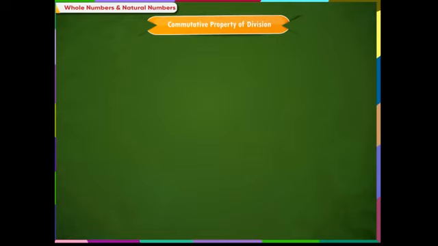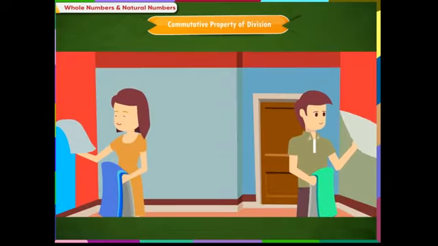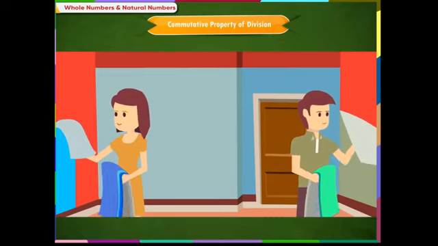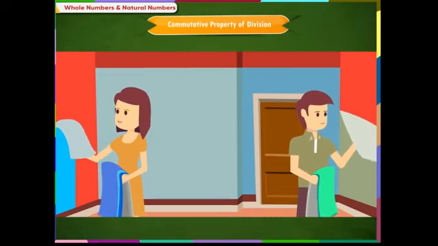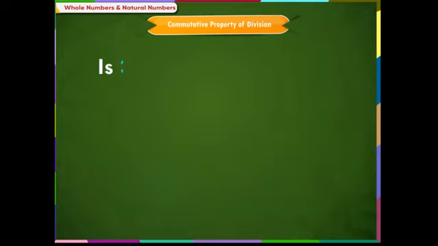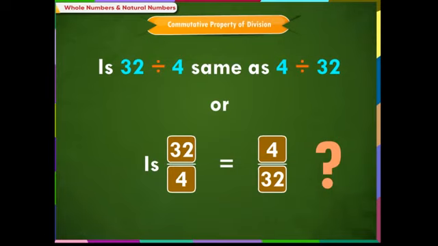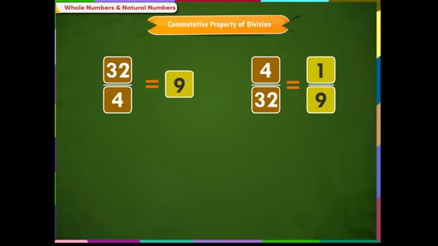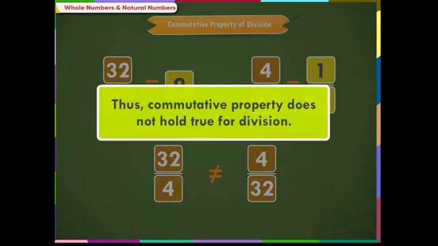Commutative property of division. Now, let us see. Prabha and Manoj want to put 32 wallpapers equally in 4 walls. How many wallpapers should they put in each wall? Will the result of the division remain the same if they change the order of the numbers? As we see, the results differ as the order of the numbers is changed. Therefore, we say that commutative property does not hold true for division.